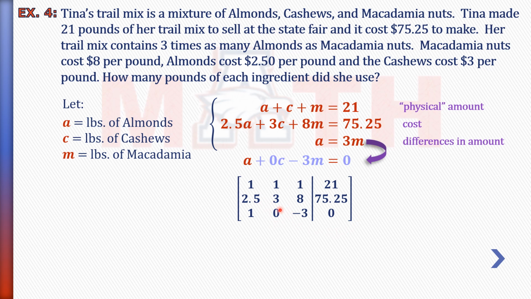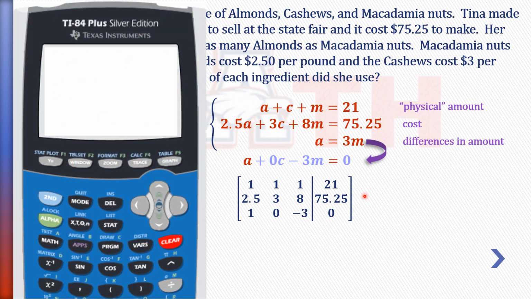Notice here we were missing that C, so I do have that 0 in there, as well as this 0 as well. Okay, so we're just using the coefficients. We take the variable out of it because we're not putting the variables in the calculator, and the calculator will solve this for us. Here's my calculator.